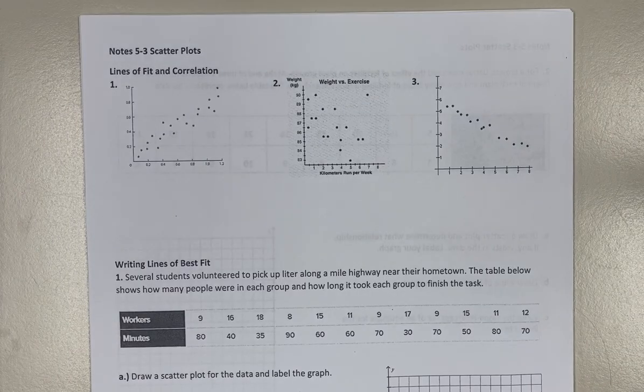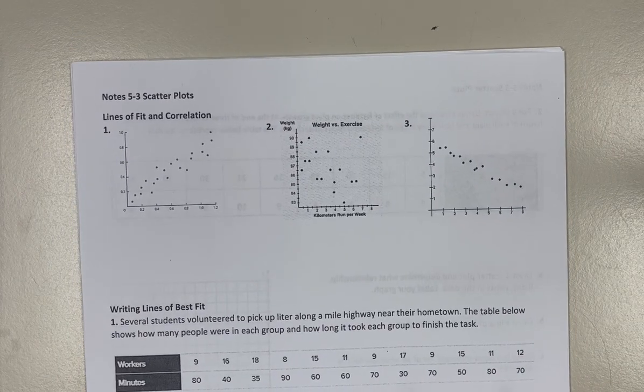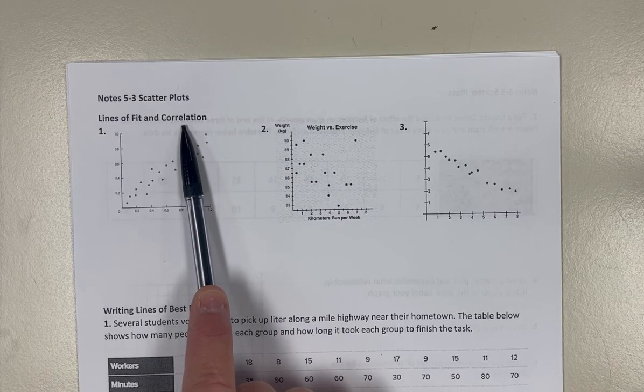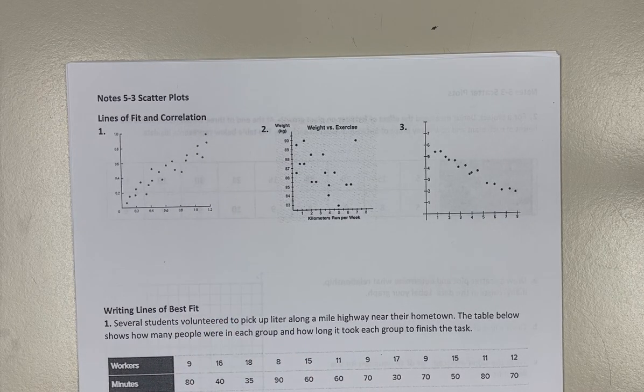All right, scatter plots. If you remember from middle school, there are 3 scenarios that can happen with scatter plots as far as correlations go. Does anybody remember the 3? A positive correlation, a negative correlation, or no correlation.